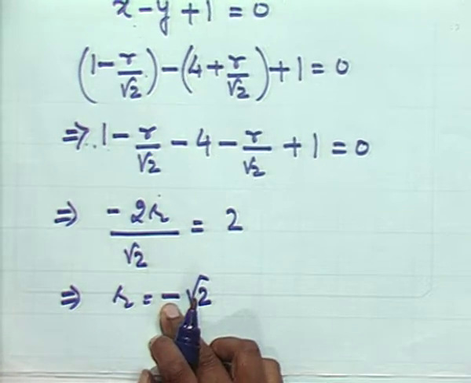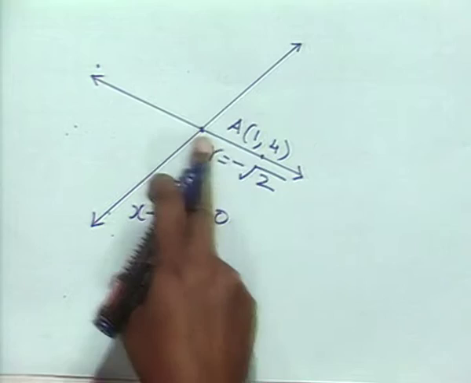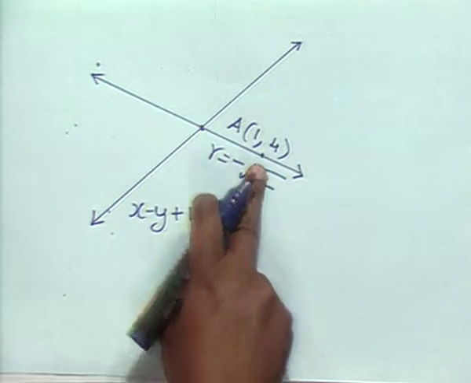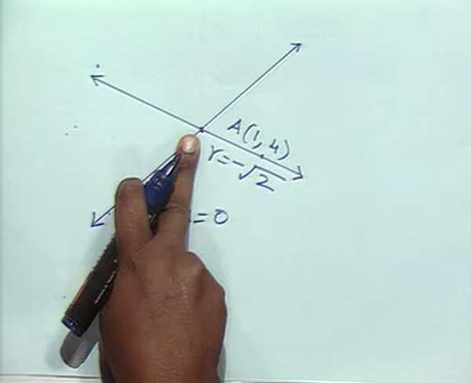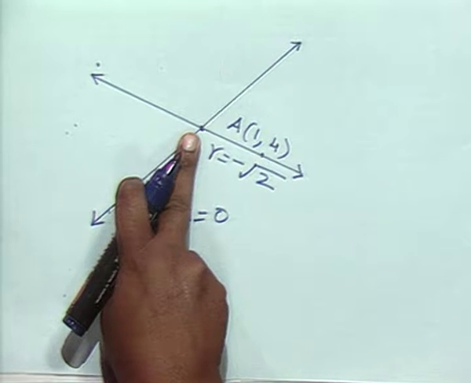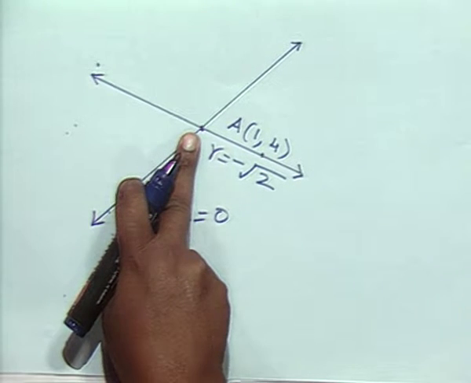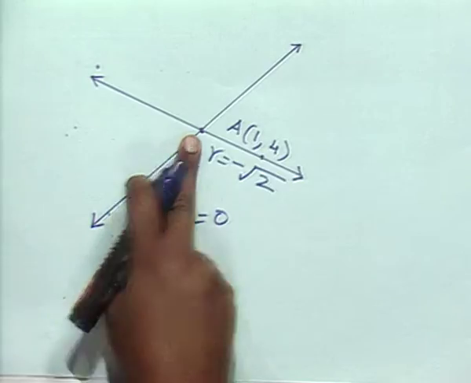Now the negative sign here implies that the point of intersection lies on the opposite side of the point A. This is point A. So the point of intersection is lying on the opposite side of A. But the distance is always positive. So r is under root 2.